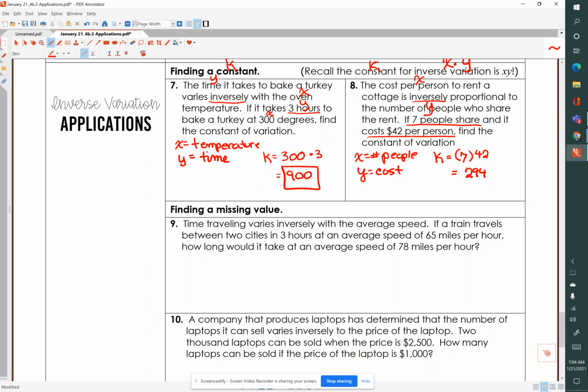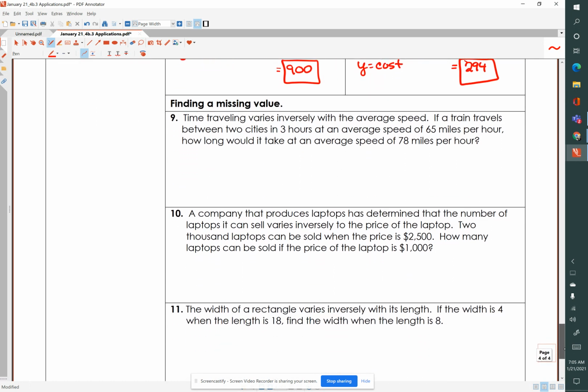So what are we talking about? The cost. So the constant of variation there is $294. That's what it's going to cost for the 7 people to rent the cottage. I hope it's by the water, because that would make it really nice.